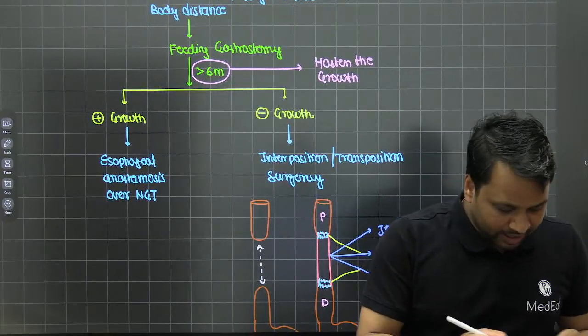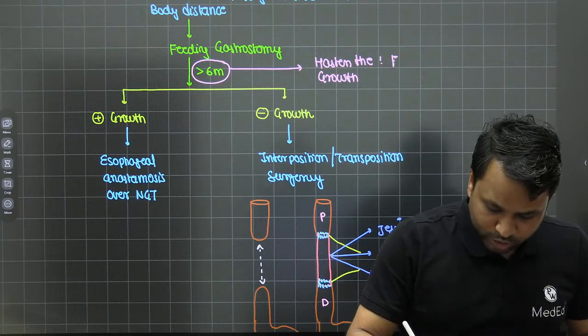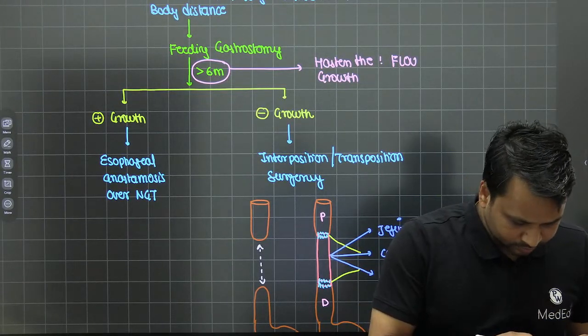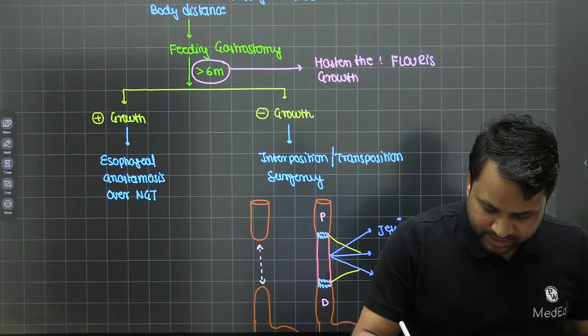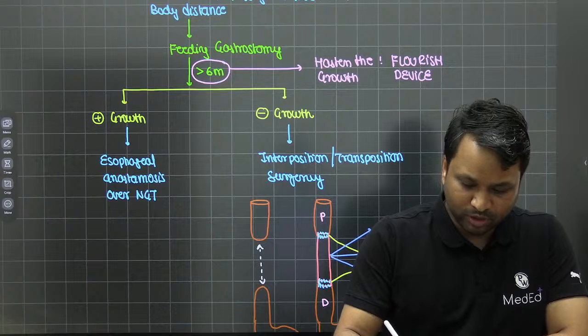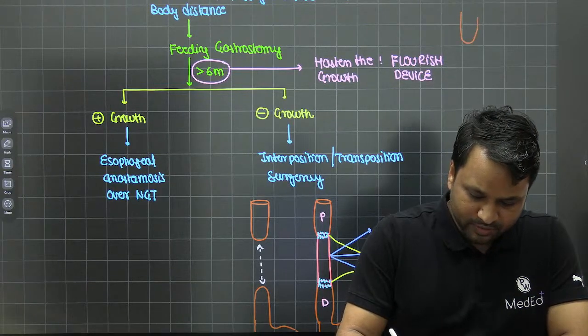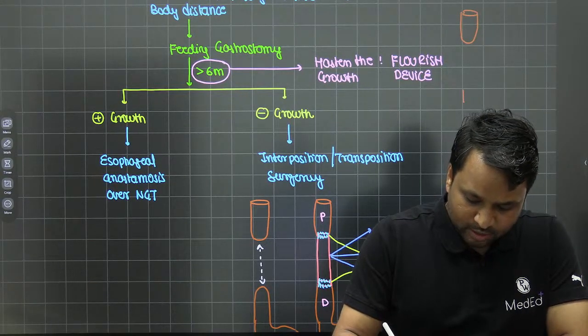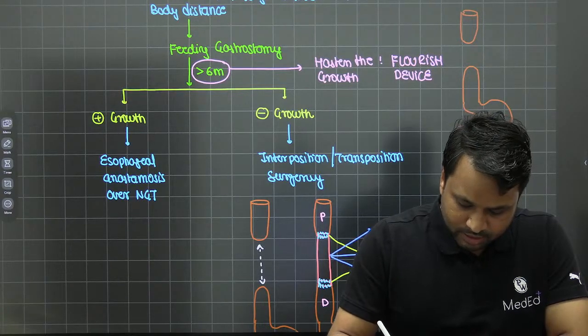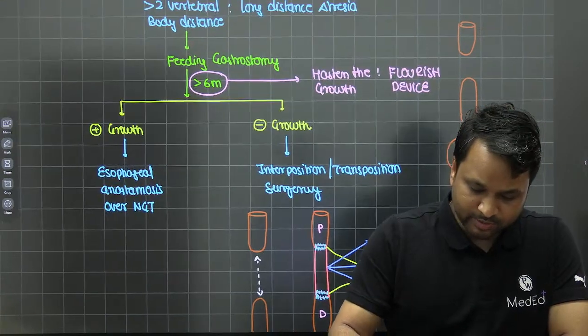In order to hasten this, we use a device which is called the flourish device. Now, what is the concept of this flourish device? This is the upper esophageal segment, which is atresia. This is the lower esophageal segment that is going to have atresia, right? So I want the distance between these two to decrease.